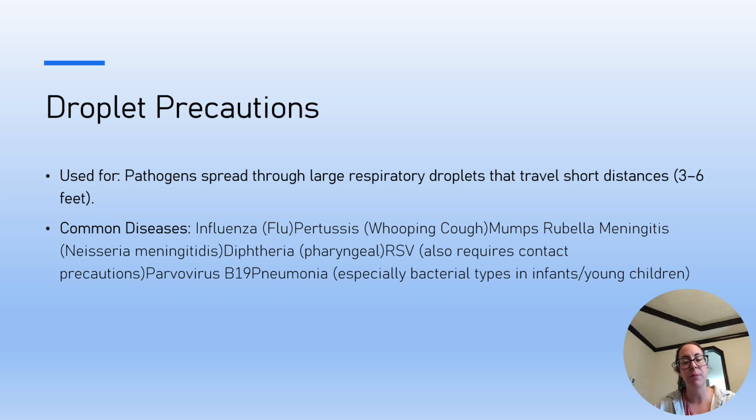So for this, common diseases include flu, influenza, whooping cough, mumps, rubella, meningitis, diphtheria, RSV, parvovirus B19, pneumonia, and that's especially common in young children. So when we're thinking about droplet precautions, just know that droplet precautions are most infectious childhood illnesses.